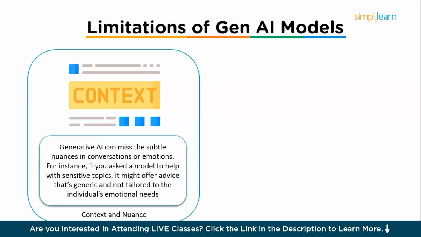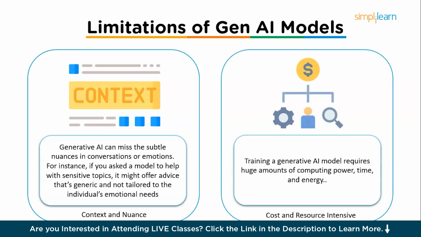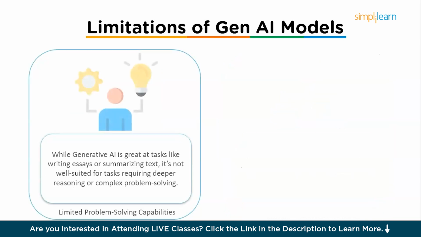Next, we have cost and resource intensity. Training a generative AI model requires huge amounts of computing power, time, and energy. These models often run on powerful servers, consuming a lot of resources, which raises concerns about sustainability and environmental impact.